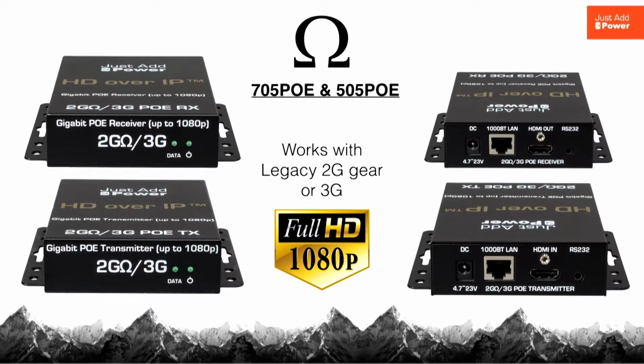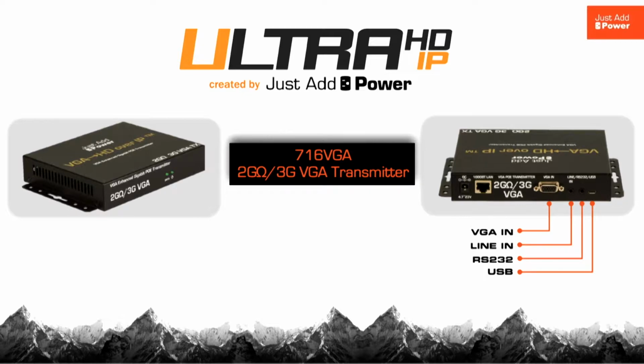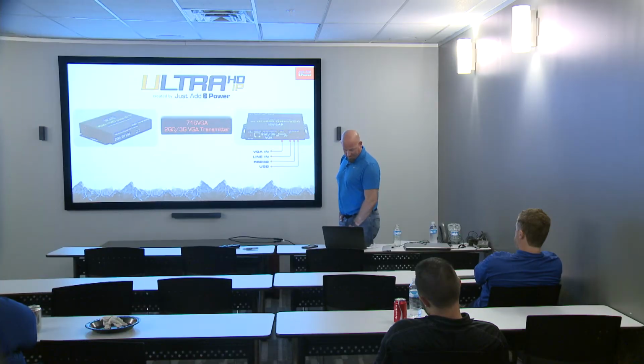So we have the 2G Omega, and then we have the 2G Omega Plus. So it has the USB capabilities, de-embedding, and so on. Some of the different ones there. Finally, we have a 716 VGA transmitter. This is a standalone VGA transmitter for those of us that are still stuck working with VGA. If they need to, we have that ability. Works with both the 2G Omega and also the 3G systems.